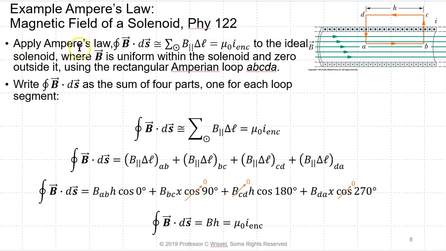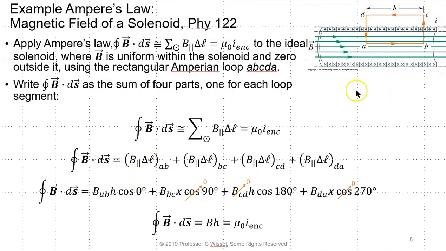We're going to apply Ampere's law, the integral of B dot ds, or in this case, the summation over the entire loop, B parallel delta L equals mu naught I enclosed, to the ideal solenoid, where B is uniform within the solenoid and 0 outside of it. We're going to use this rectangular Amperian loop, A, B, C, D, A. We're going to write this summation as the sum of 4 parts, one for each side of this rectangle. Then we just sum them up.